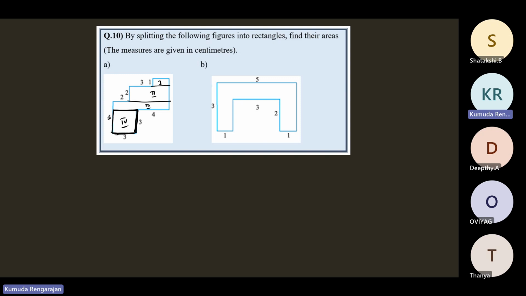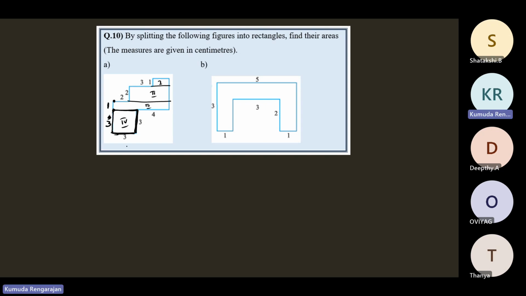But we know that opposite sides are equal. So this one is 3 centimeters, but the full thing is 4, no? So from here to here it is 3. So this remaining portion will be 1 centimeter. Is this understood, children? Yes, ma'am.